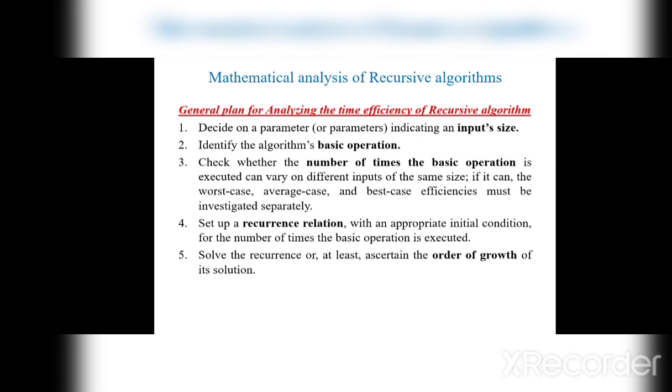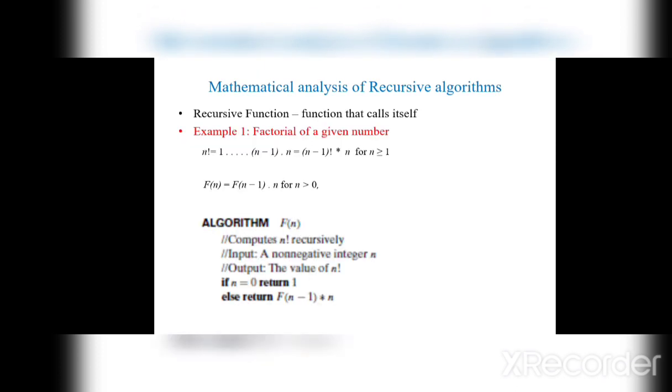So let's see an example of a recursive algorithm. The best example for analyzing a recursive algorithm is the factorial of a given number. Now we are going to analyze this example. The n factorial is equal to 1 into 2 up to n minus 1 into n. For example, 5 factorial is 5 into 4 into 3 into 2 into 1, for n greater than or equal to 1. This is the basic process in computing the factorial of a given number.